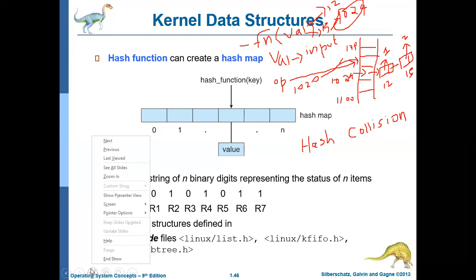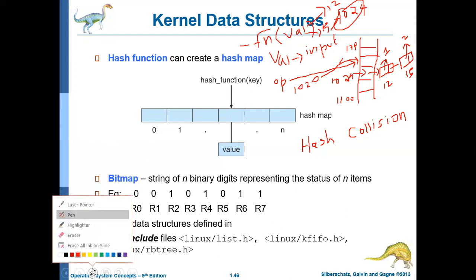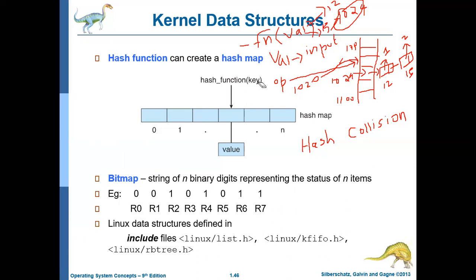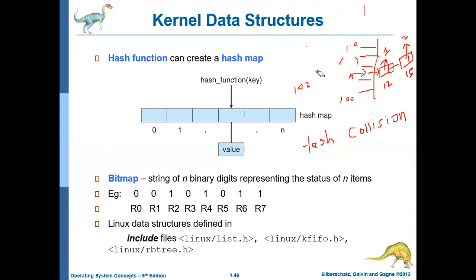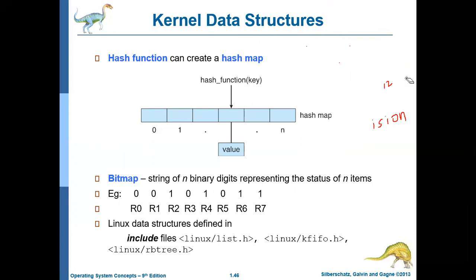Another use of a hash function is something called a hash map. So what is a hash map? In a hash map, you maintain key and value pairs. Every key is mapped to a value. The key is the input and the value is the output. That is, the hash function takes a key as input and creates the value as output.